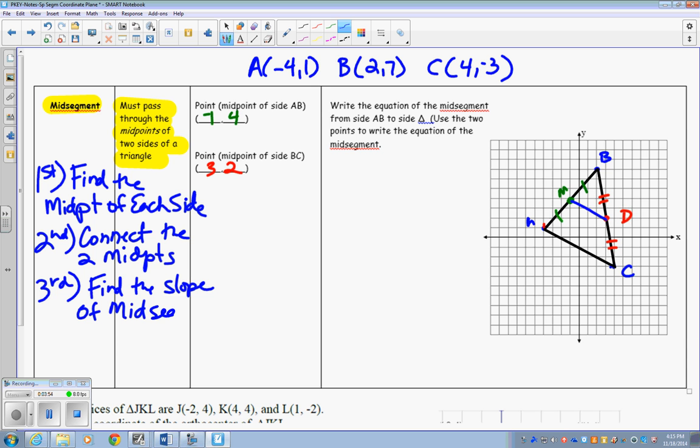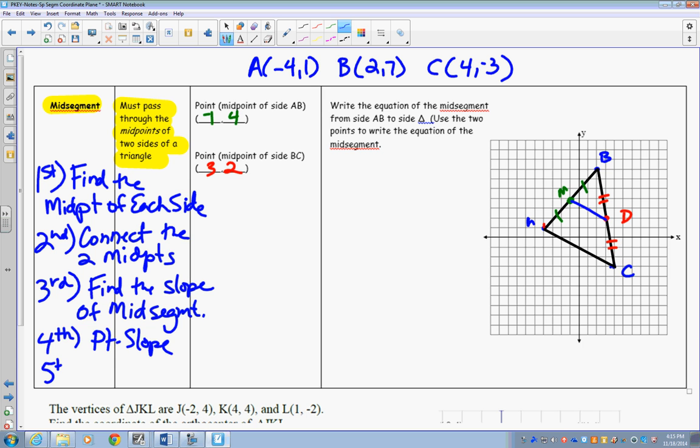And I'm going to abbreviate again. We're going to find the slope of the mid-segment we just connected, we just drew, we just constructed. And then, of course, the last two steps are the same, which is to use point-slope form. And then fifth, solve for y. No different than the other special segments we used.